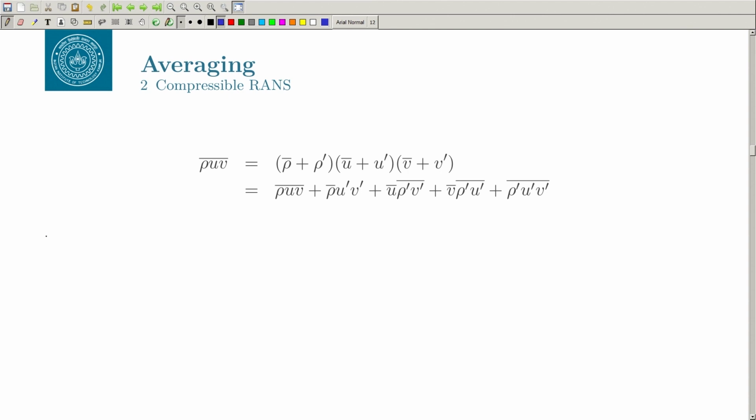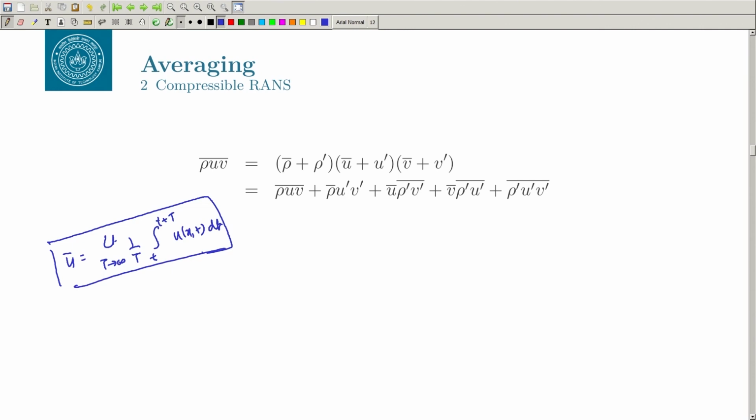Recall the time averaging procedure, or the Reynolds averaging procedure. We had defined u bar as the limit t tends to infinity of 1 by T, integrated from t equal to t to t plus T of u(x, t) dt. This was the definition that we had, and we had said that this is equivalent to ensemble averaging also, or at least assume that it is equivalent. So, whether you have data from an experiment done many times and averaged, or an average in time in a CFD simulation, both are equivalent.